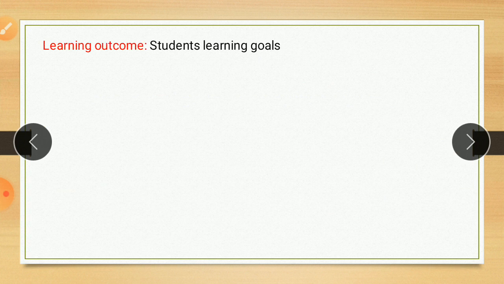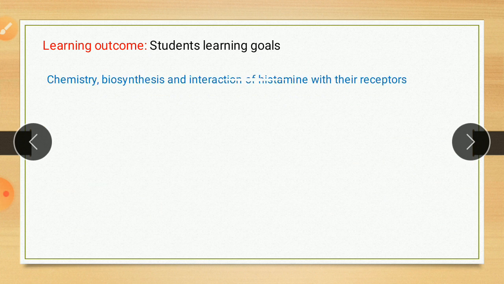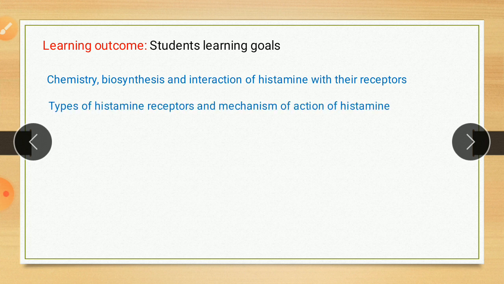The learning outcome of this topic: after completion of this topic, the student learning goals are chemistry, biosynthesis and interaction of histamine with their receptor, types of histamine receptors and mechanism of action of histamine. Remember classification of antihistamine with examples.